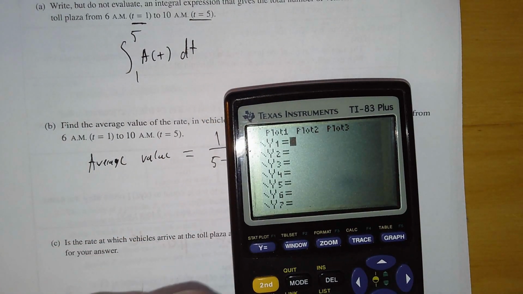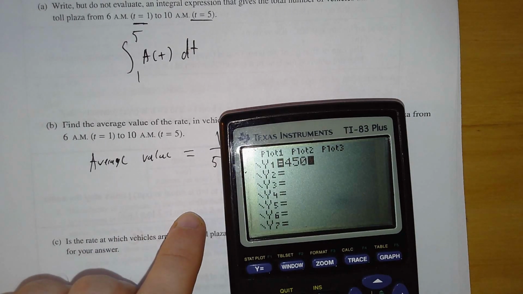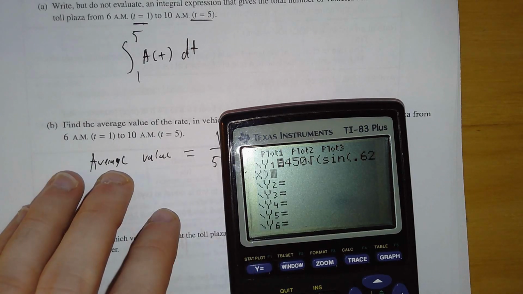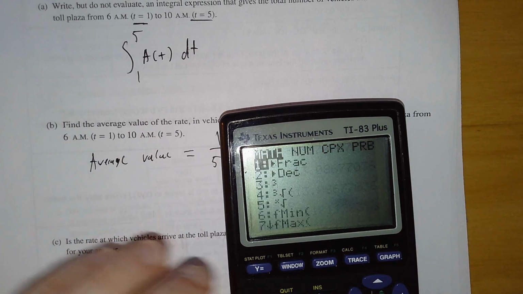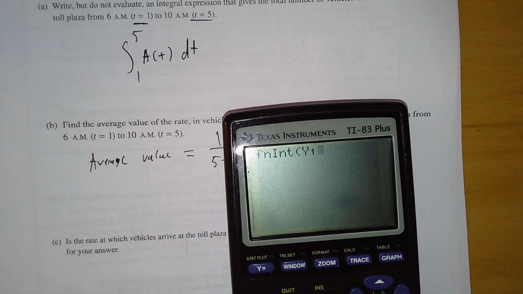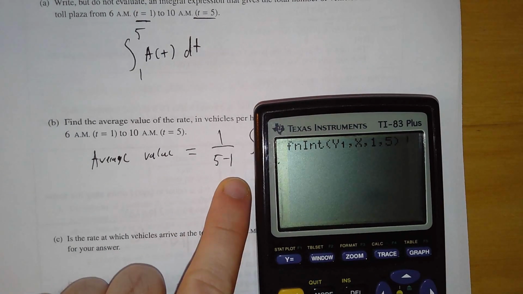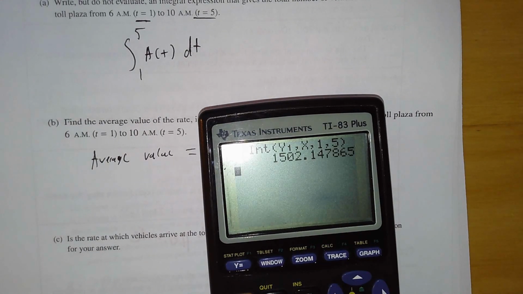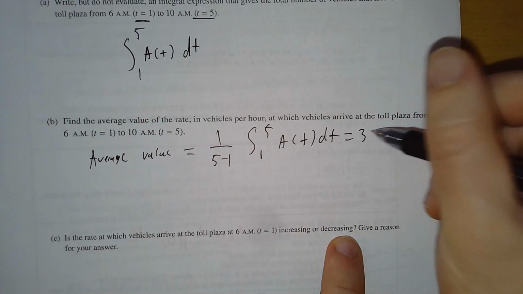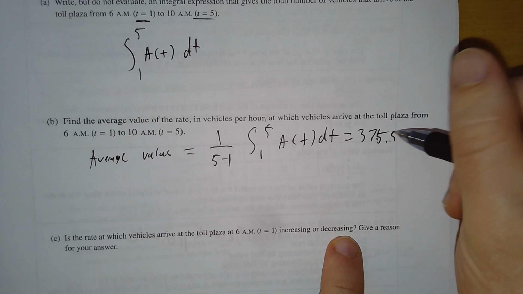So we're going to plug in 450 root sine 0.62x close, done, math 9, y1, clear that, math 9, y1, comma, x, comma, 1, comma, 5, close it, and then don't forget at the end of this, divide it by, what are we going to divide it by? What's 5 minus 1? 5 minus 1 is 4. So just going to wait for this to load, and we're going to divide that by 4 when it's ready. Okay, good. Then divide by 4. And we're going to get 375.537.